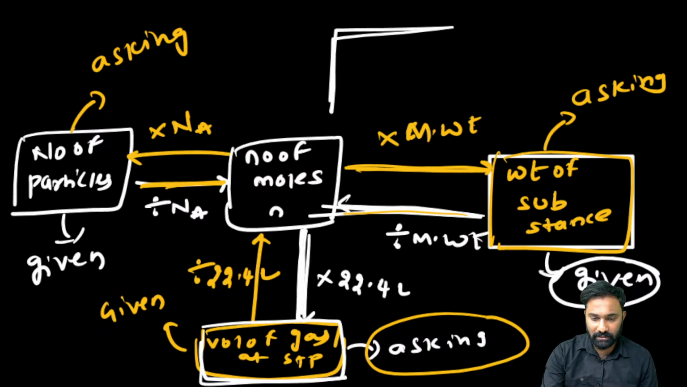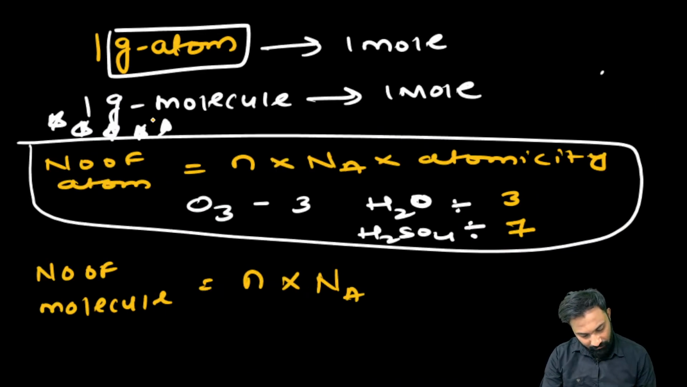Then the next one we are having is number of atoms, 1 gram atom or 1 gram molecule. If you see, 1 gram atom will be equal to 1 mole. Now 1 gram molecule will be 1 mole.